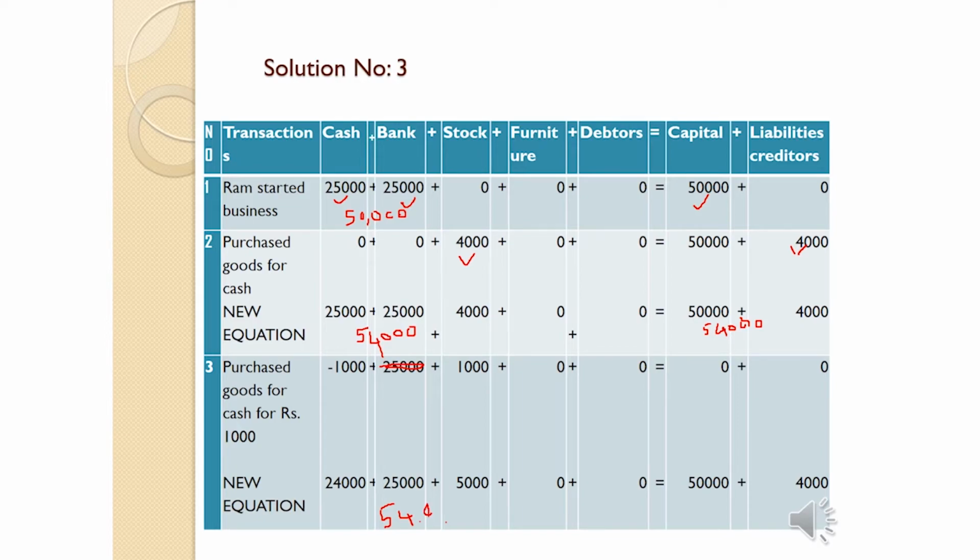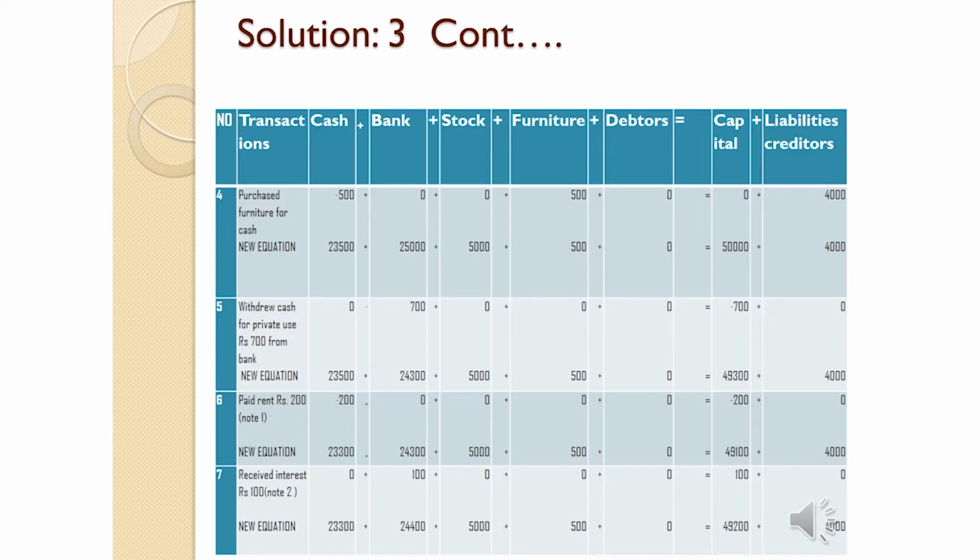Okay. I hope you understand this problem? Okay, next we have to move on to the continuation of the problem. Now we have to see the continuation of the problem. Here the next transaction is purchase furniture for cash. So purchase furniture for cash.